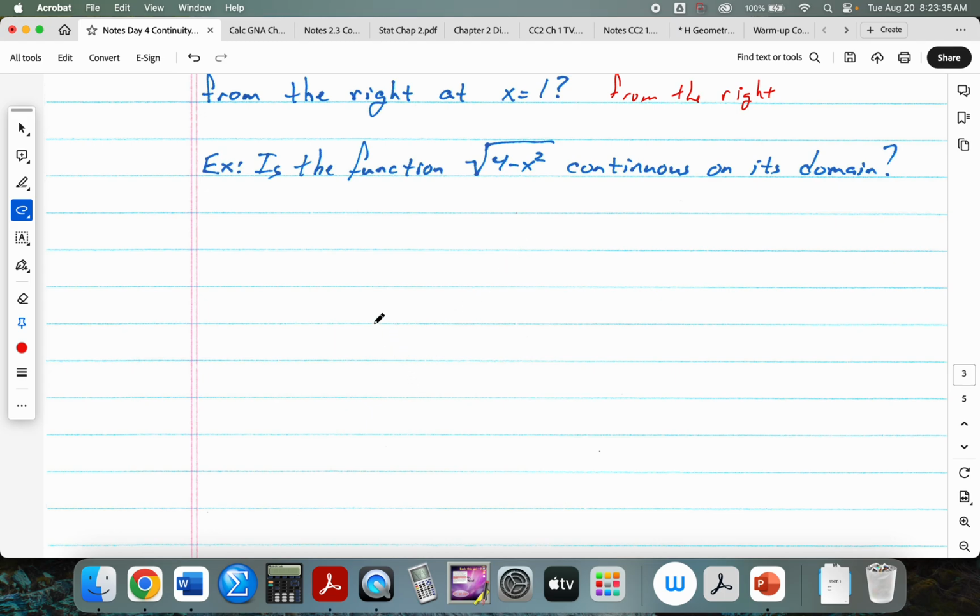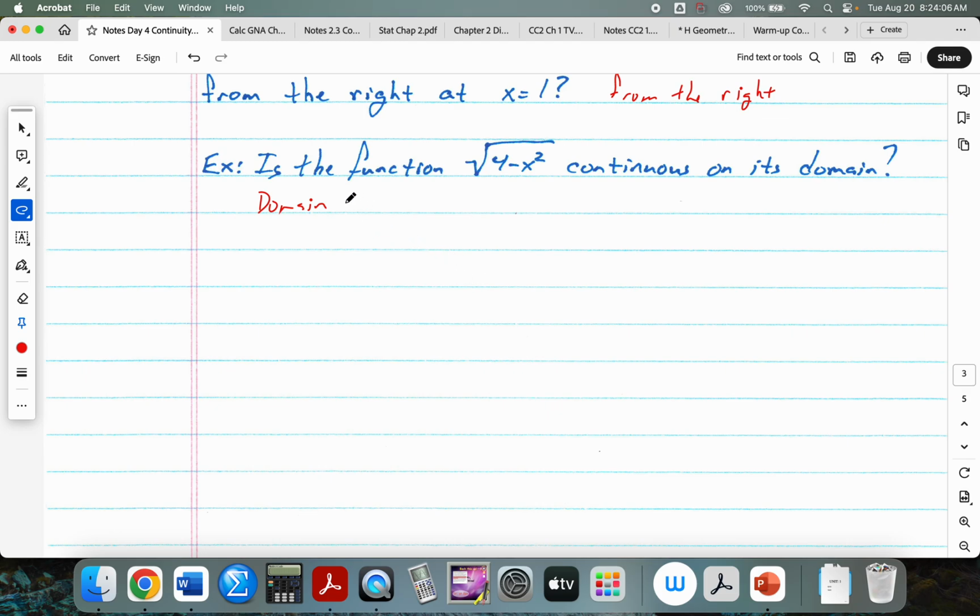All right, first of all, let's talk about its domain. One of the nice things about this class is we never talk about imaginary numbers or complex numbers. Okay, there are other math classes that do calculus on those. I don't know anything about them other than, they exist.